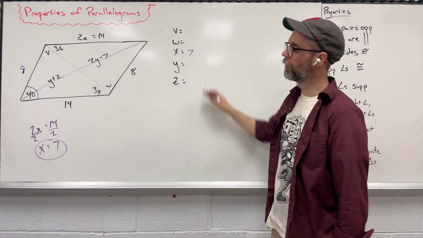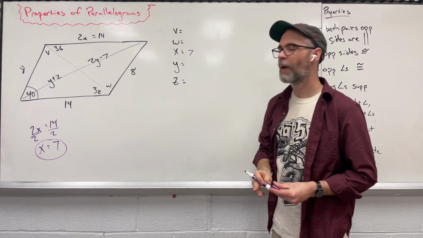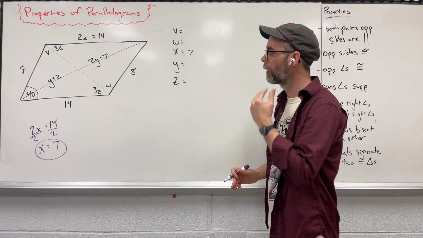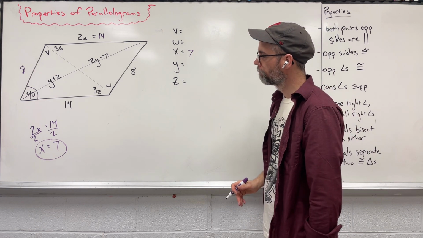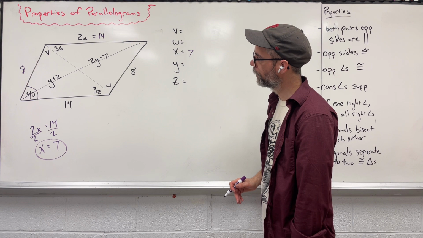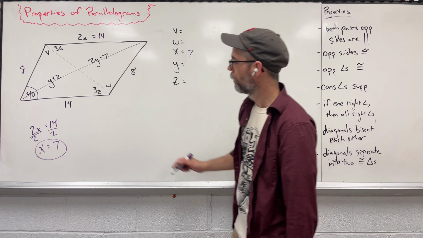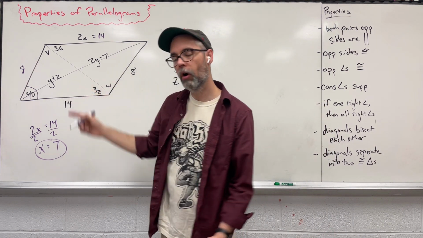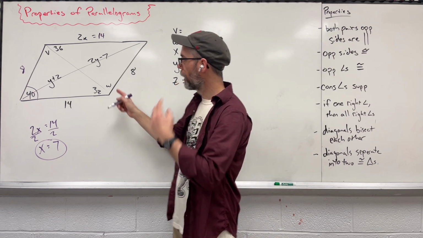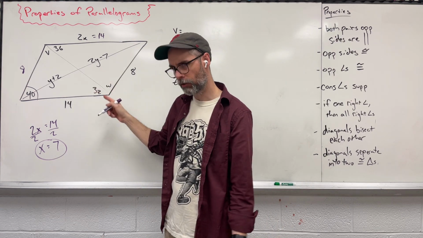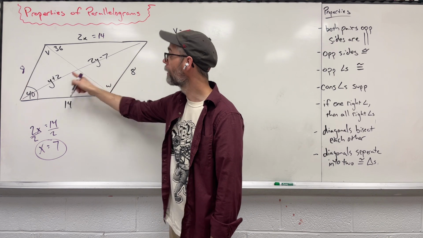Now, just because we have a bunch of variables that we're looking for doesn't necessarily mean you always have to go in order. You can go out of order if you like. Let's stick with y, I guess. So y, right here in the middle, they're on the diagonal. So a diagonal, when another diagonal cuts through it, bisects it into two equal parts.